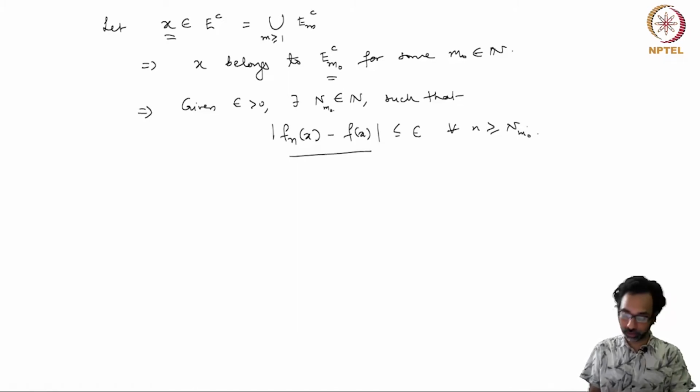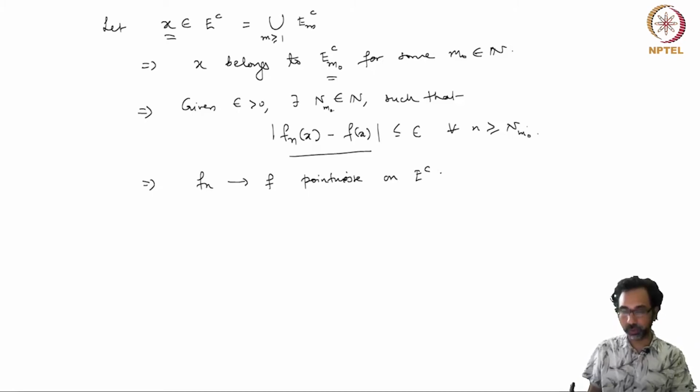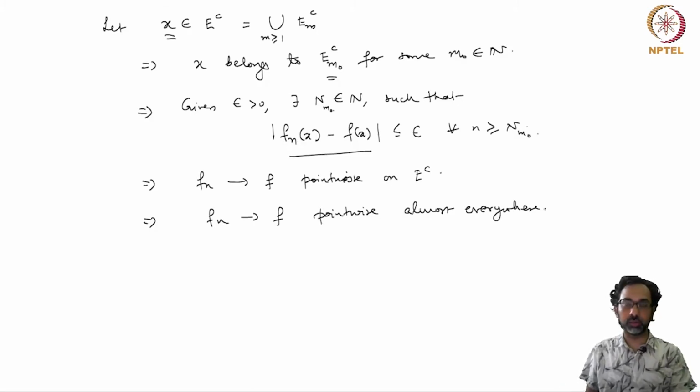So this means that fn converges to f pointwise on E complement, and because the measure of E is 0, this means that fn converges to f pointwise almost everywhere. So this shows that almost uniform convergence implies convergence pointwise almost everywhere.